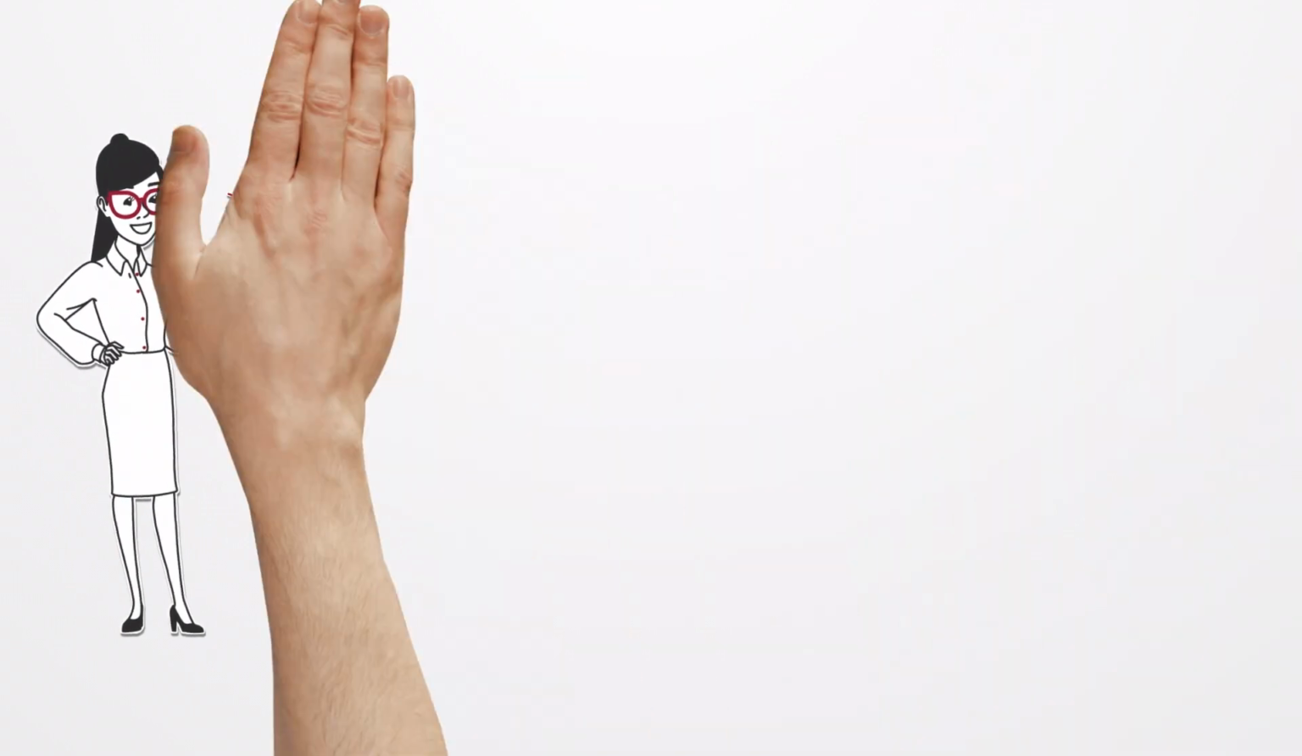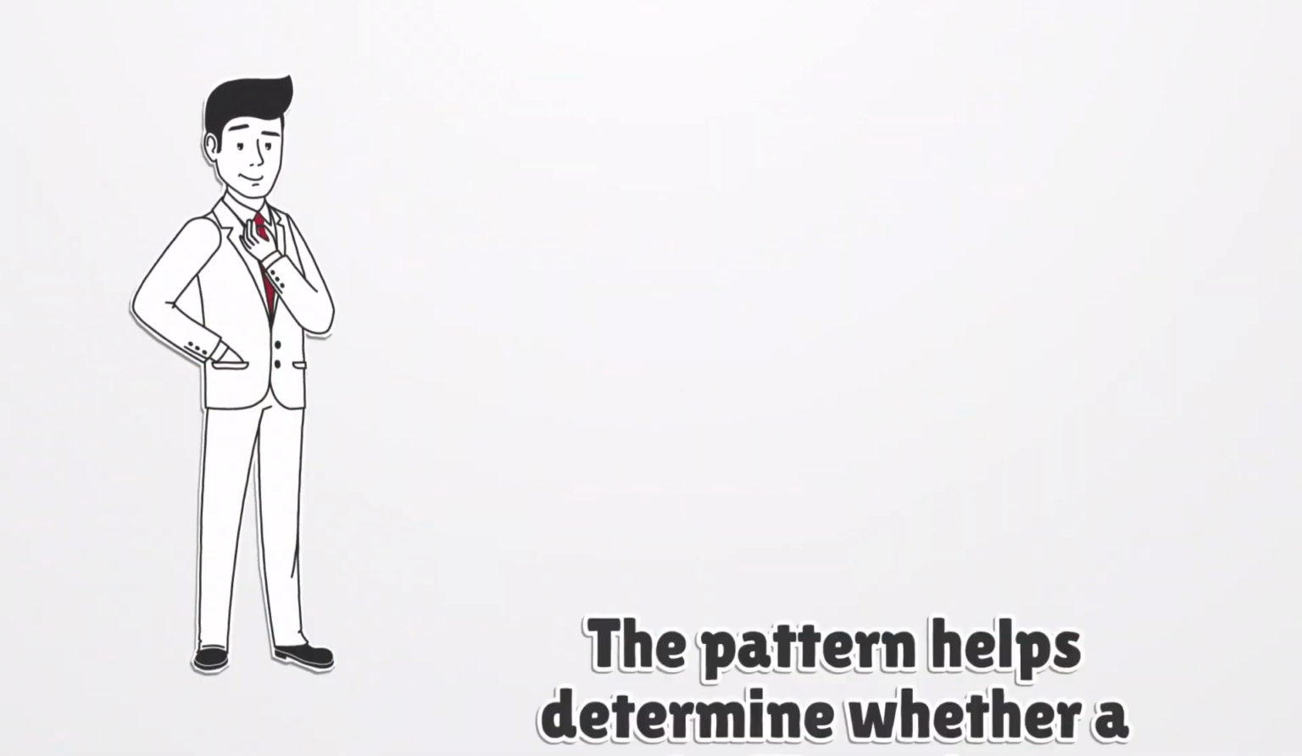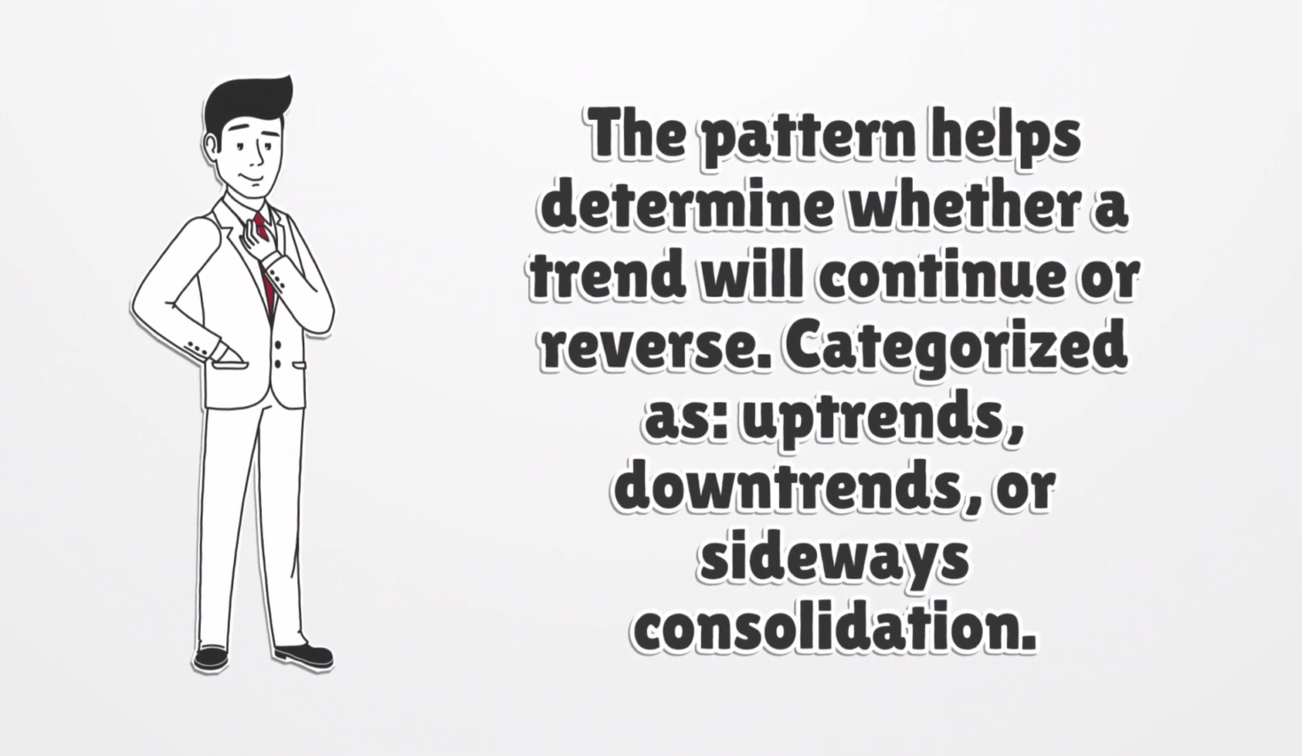market analysis. A stock chart pattern represents the interplay of supply and demand between buyers and sellers in the market. The pattern helps determine whether a trend will continue or reverse. Stock trends can be categorized as uptrends, downtrends, or sideways consolidation, and they are identified by drawing support and resistance lines on the price chart.